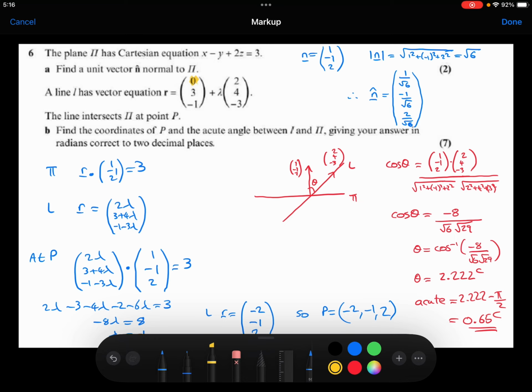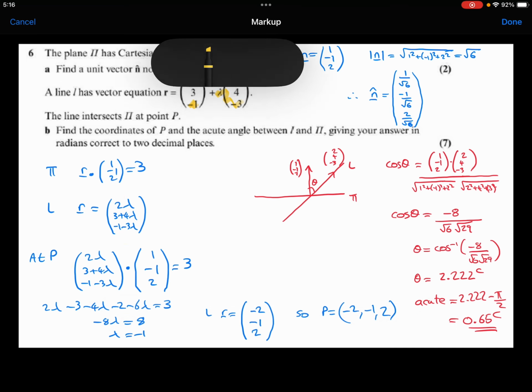So the 0 plus 2 lambda is the x-coordinate there. The 3 plus 4 lambda, that's the y-coordinate. And the minus 1 minus 3 lambda, that's the z-coordinate of a general point on the line. Then, to work out where they intersect, I'm going to substitute my general point on the line into the point on the plane. So that's what I've done here.